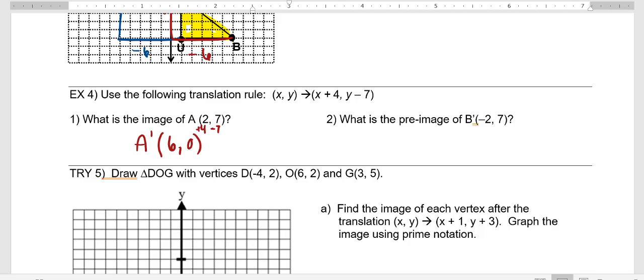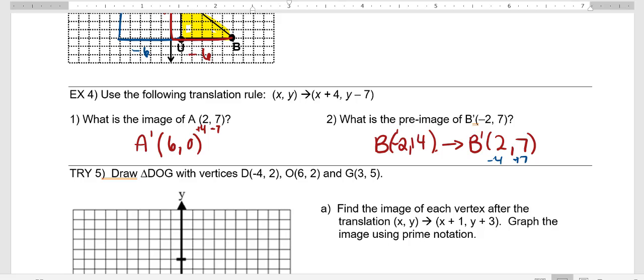My pre-image of b prime, here I'm given b prime, and I want to figure out what the b is. So I need to do that reverse rule. So instead of adding 4, right, because I'm going back to find my pre-image, I'm going to subtract 4. So 2 minus 4 is negative 2. And then 7 plus 7 is 14.